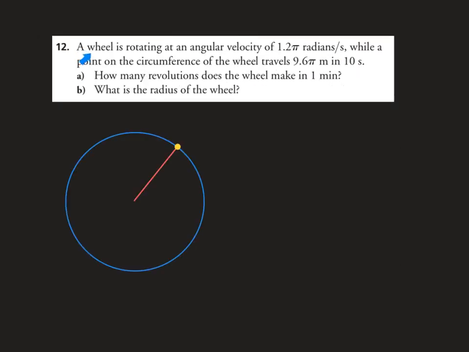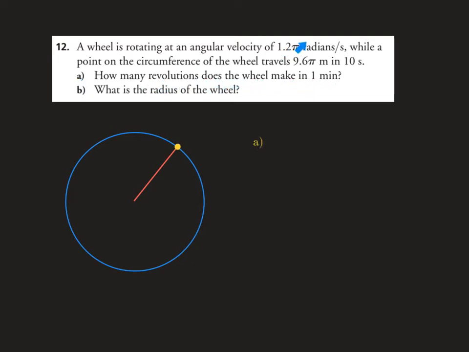Number 12. A wheel is rotating at an angular velocity of 1.2 pi radians per second, while a point on the circumference, right there, of the wheel travels 9.6 pi meters in 10 seconds. A. How many revolutions does the wheel make in 1 minute? B. What is the radius of the wheel? All right, let's start with part A. How many revolutions does the wheel make in 1 minute?